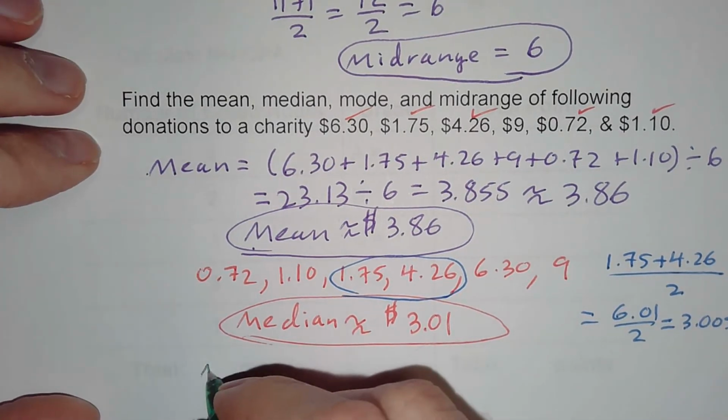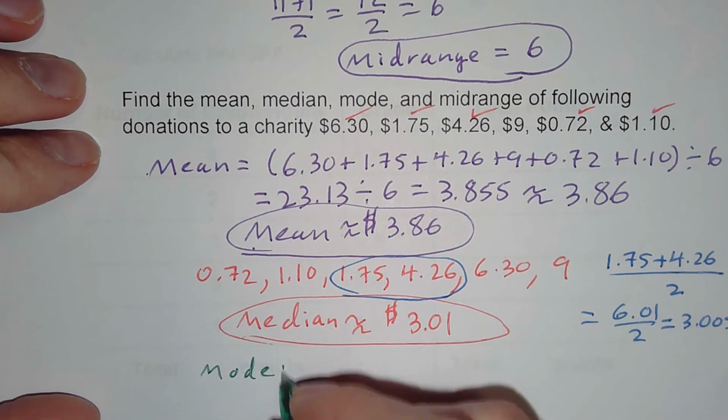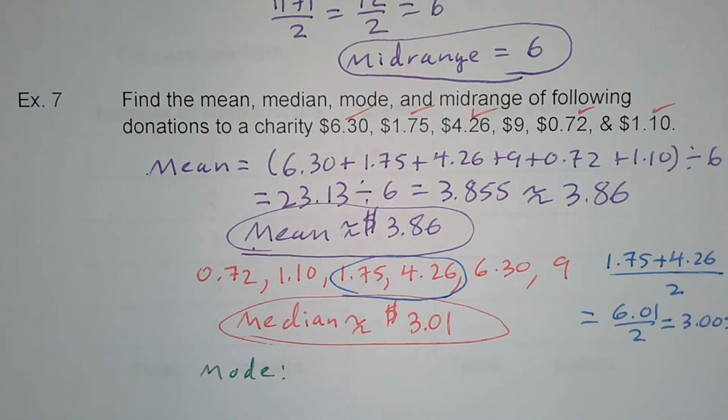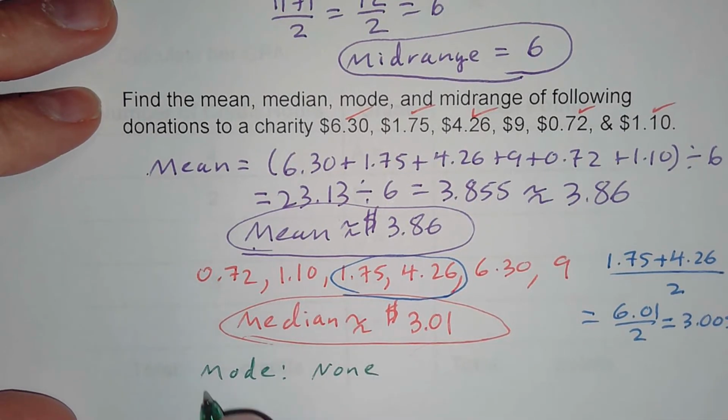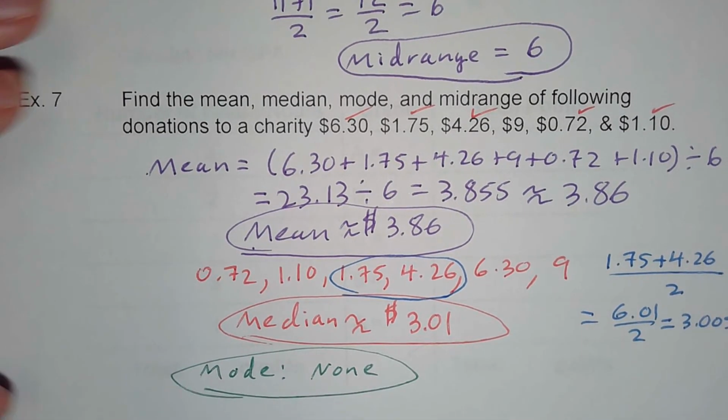For the mode, well, there is none, because each number occurs once. So you're going to write none or no mode. Do not write 0. If you write 0 for the answer for the mode, you're saying the number 0 is the mode, and that's not the case. There is no mode.